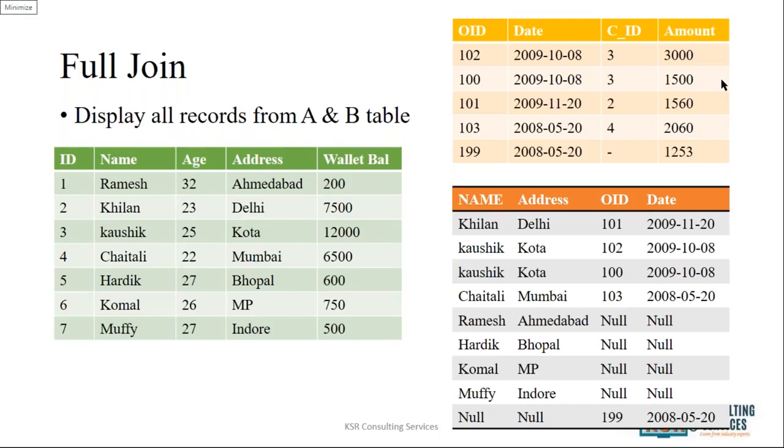Now comes the question: when can you solve every problem? See, the orange table is a combination of two tables. Name and address I'm taking from the green table, order ID and date I'm taking from the yellow table. I am able to get that, and I'm able to join as well. I am able to solve the questions as well.